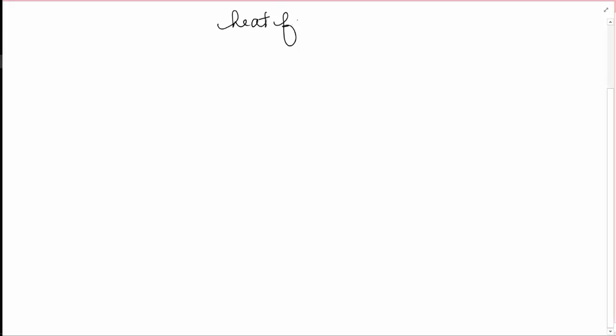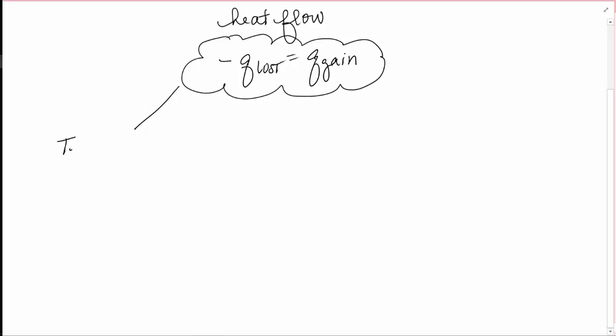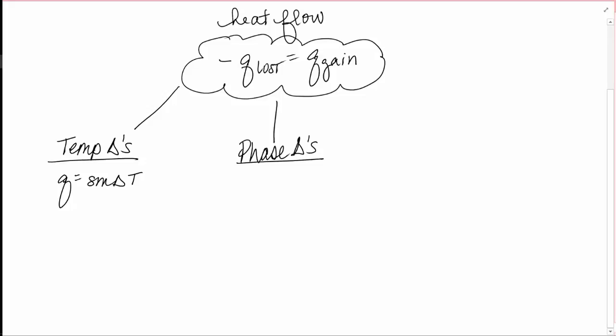We're going to talk about heat flow, which is something we've already talked about. And we know this equation, negative Q lost is equal to Q gained. I'm just going to introduce some new ideas, although I've already previewed them. We could look at temperature changes, which we did with Q equals s m delta T. Another thing I mentioned were phase changes, which we're going to introduce today. This has to do with heat of fusion, delta H sub fus, and heat of vaporization.